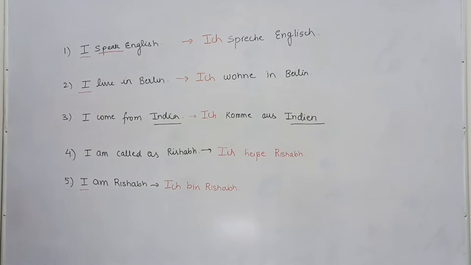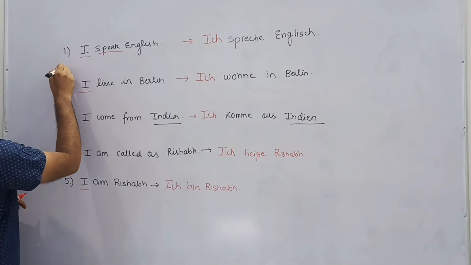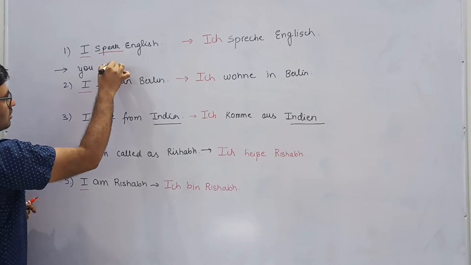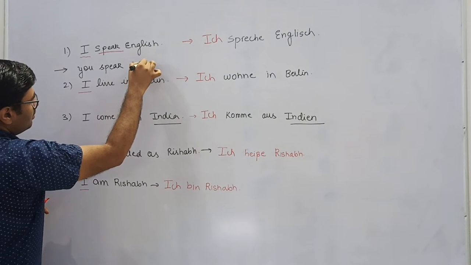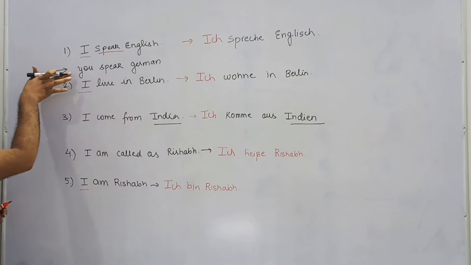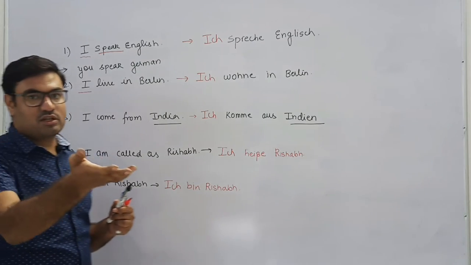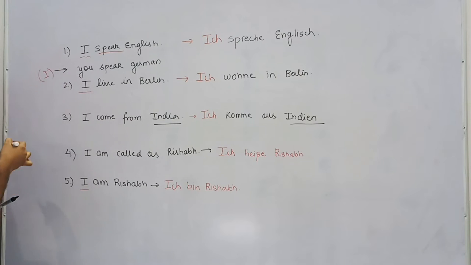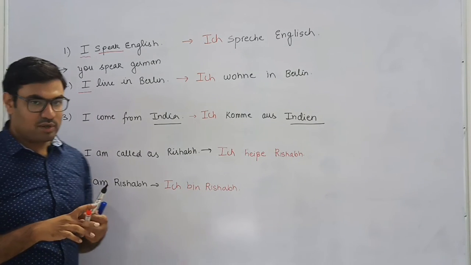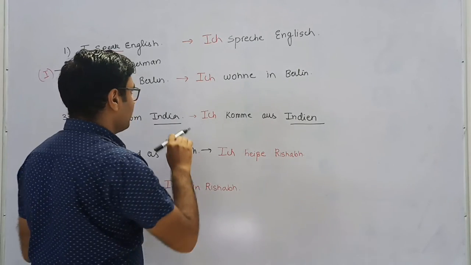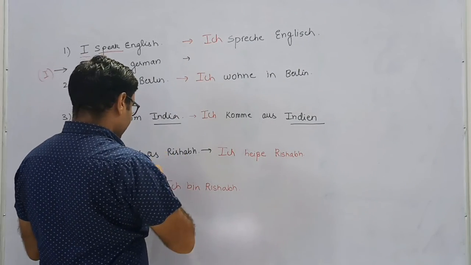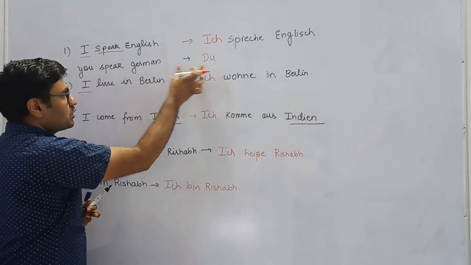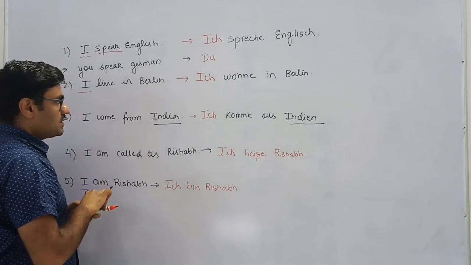Now, if in this sentence I say, okay, you speak German. In this sentence, if I say you speak German, for this, now here I am talking informally. So for you, the informal word is du. So what I'll say? Du. And for speak, the verb conjugation with respect to du is sprichst.